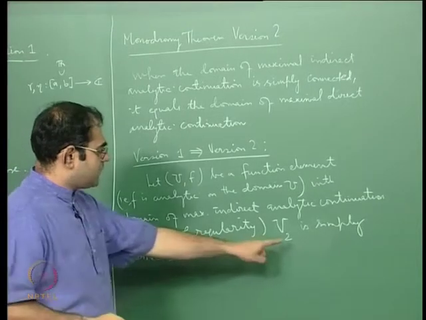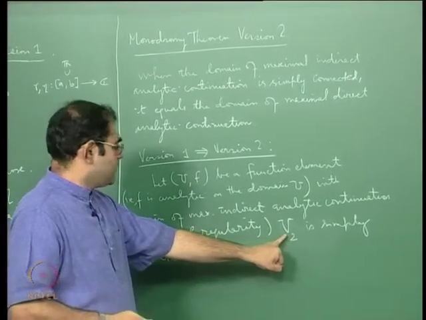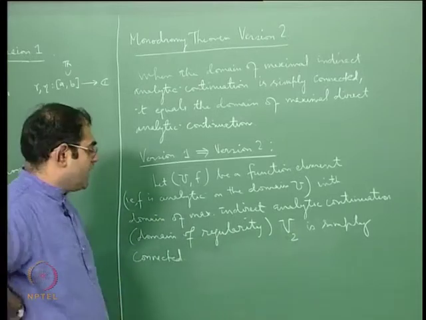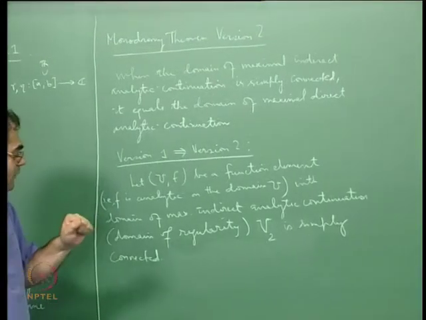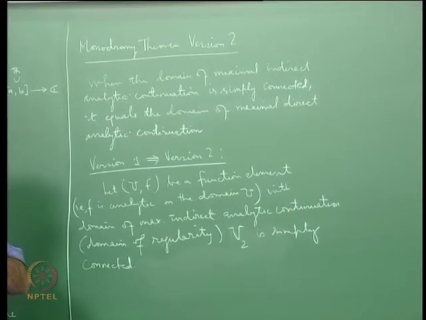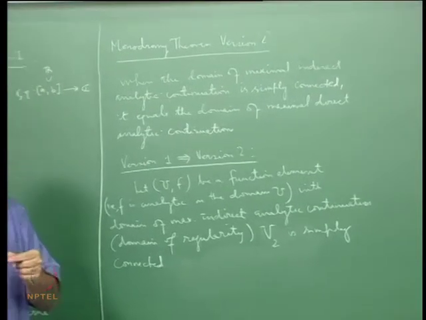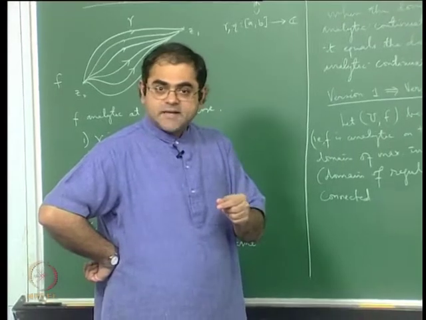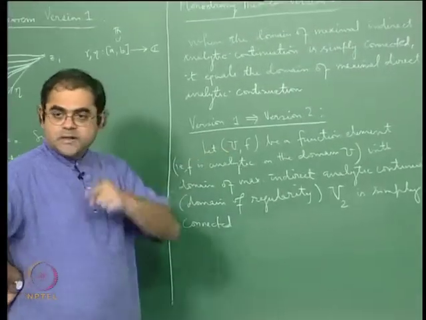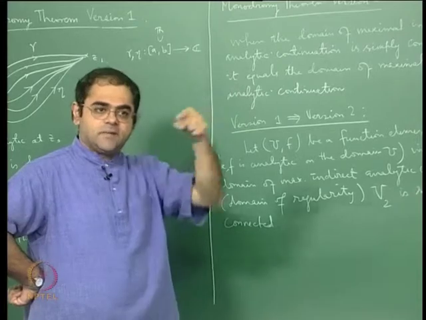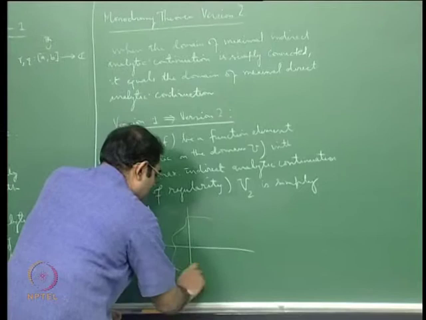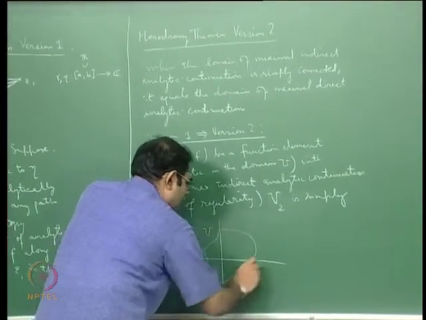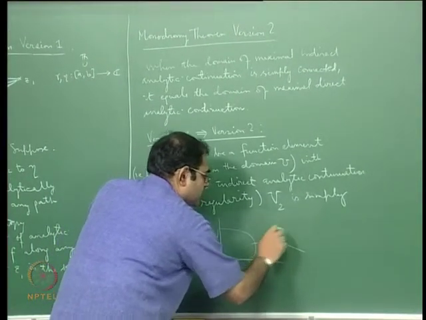I do not know what notation I used; probably I used V2. All right, so V2 is the domain of regularity of f. Namely, remember, V2 is the union of all those points in the complex plane such that there is a path from a point in U to that point along which f can be analytically continued. So the diagram is something like this: this is U, and this is the function f, defined on U.